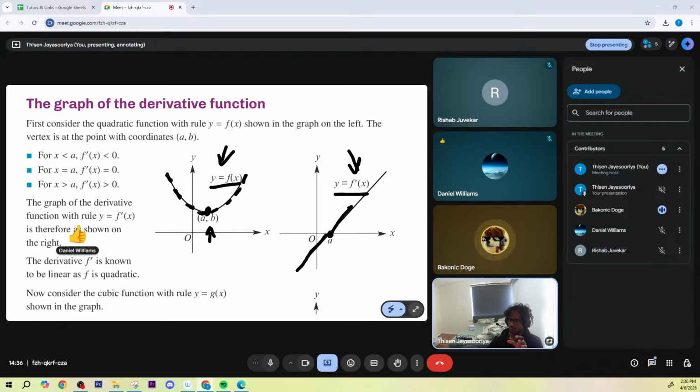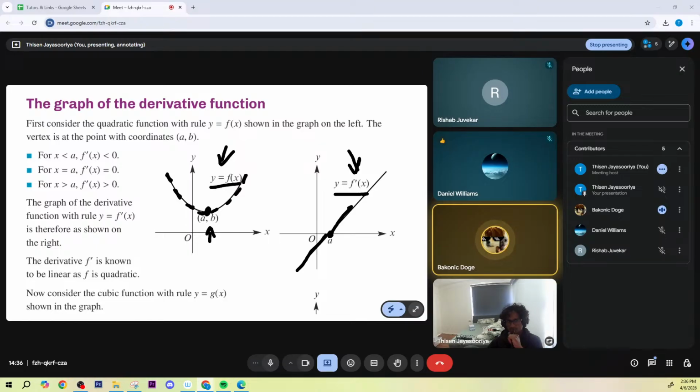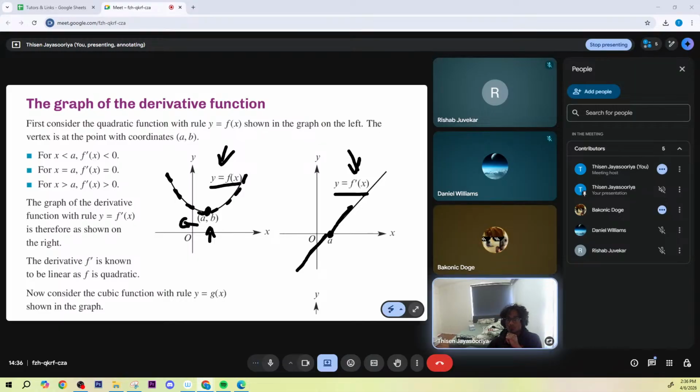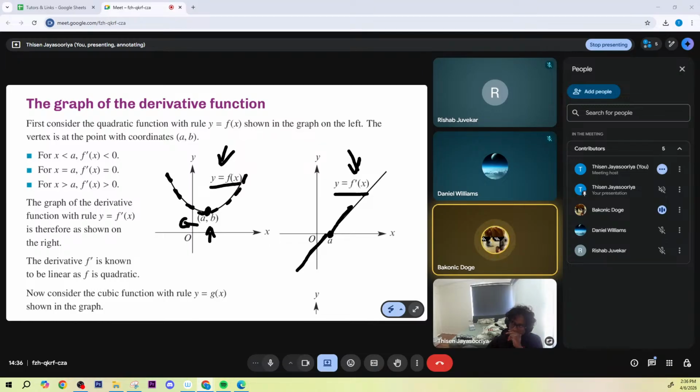Wait. So since the gradient on the original graph, like on the left side of the original graph, is negative, it produces the negative part on the derivative graph. Yes. Does it not change like the shape of the gradients or whatever? What do you mean? Like because... You know what? Never mind. That was a stupid question. I understand it now. Yeah.